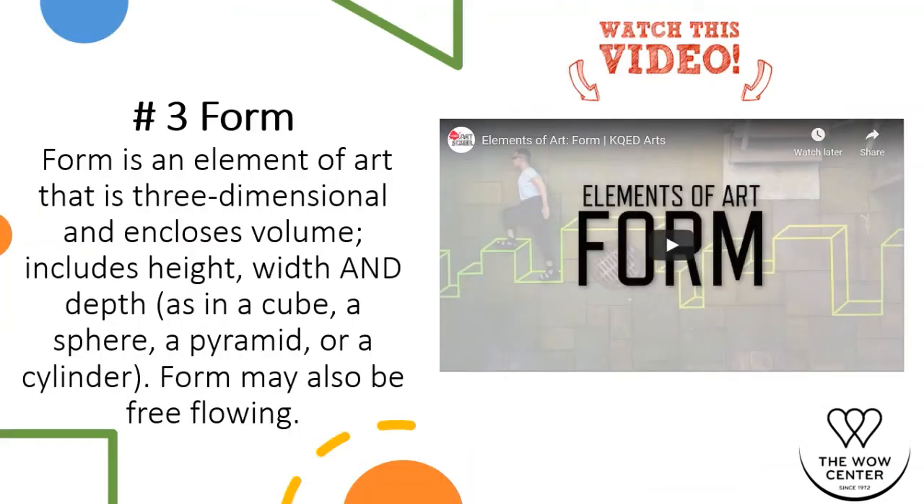Form is an element of art that is three-dimensional and encloses volume. It includes height, width, and depth, as in a cube, a sphere, a pyramid, or a cylinder. Form may also be free-flowing.